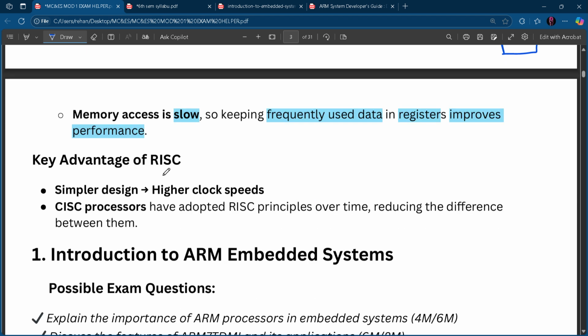So key advantages of RISC: simple design and higher clock speed. CISC processors have adopted RISC principles over time, reducing the difference between them. RISC had come long ago, and still RISC is being used. CISC is now trying to copy RISC so that they improve performance. But the difference between them is reducing slowly.